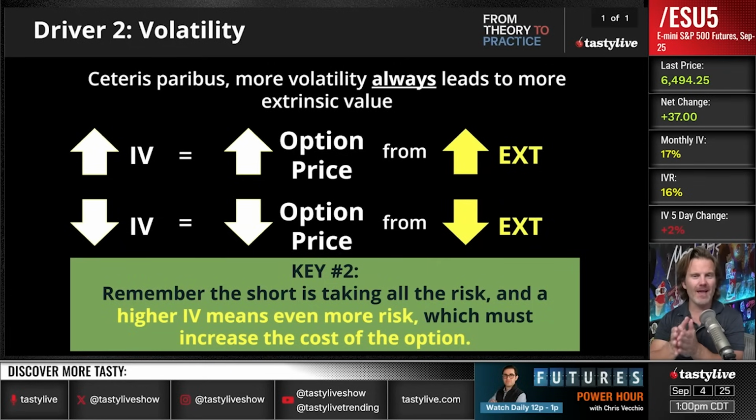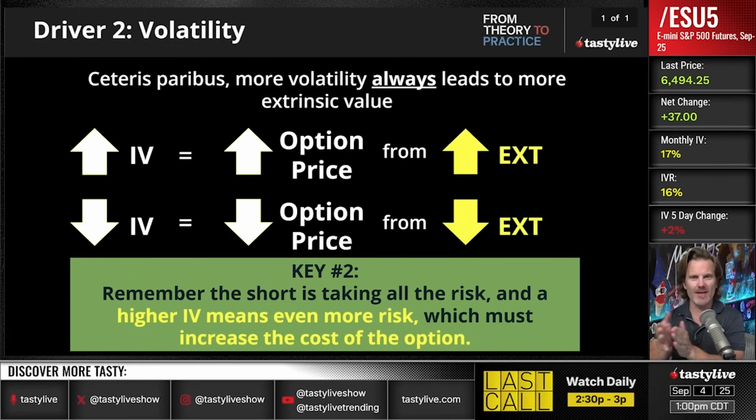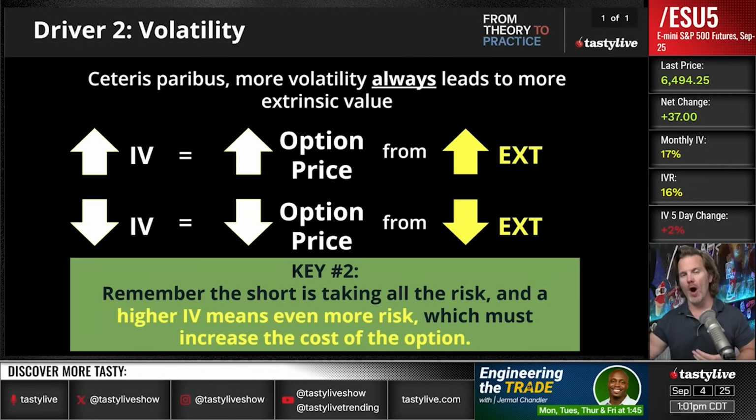The relationship between volatility and extrinsic value is going to be very similar to the relationship we saw yesterday with time and extrinsic value. In other words, ceteris paribus, more volatility is always going to lead to more extrinsic value. It is also a positive relationship. They are going to move together. When implied volatility goes up, extrinsic value is going to go up. When implied volatility goes down, extrinsic value is going to go down, ceteris paribus.